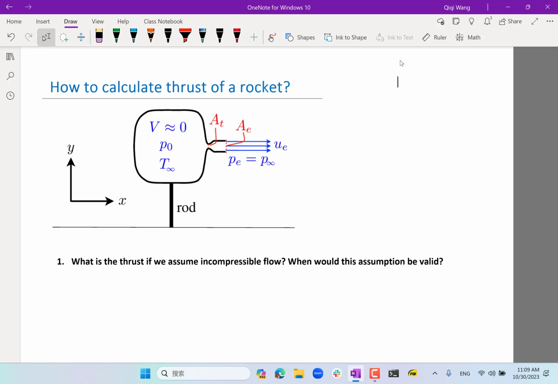Okay, so let's say we're testing the nozzle geometry of something, and to test it, we have a large plenum filled with air of pressure P0 and temperature T infinity, let's say, okay? And we let the air out of the nozzle. The plenum is so large that we can assume that the velocity inside it is pretty much zero. All right. Now the question is, first of all, if we assume incompressible flow, how would you calculate the thrust? So here's the information we know. We know the geometry of the nozzle, so the throat area is known, the exit area is known, and the plenum conditions, P0 and T infinity, are known. All the other quantities are something we don't know. So how do you calculate the thrust?